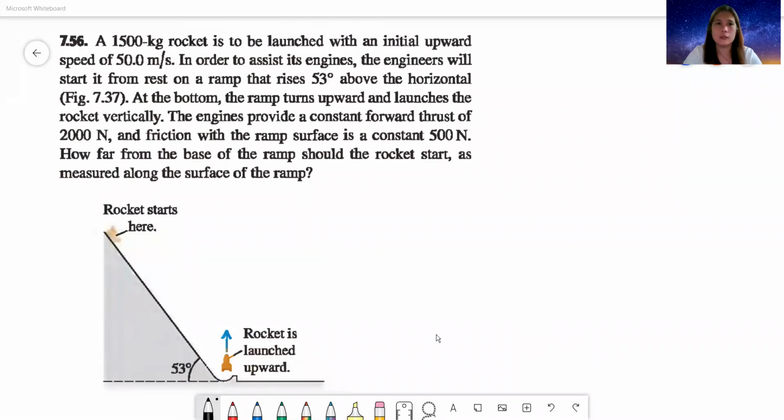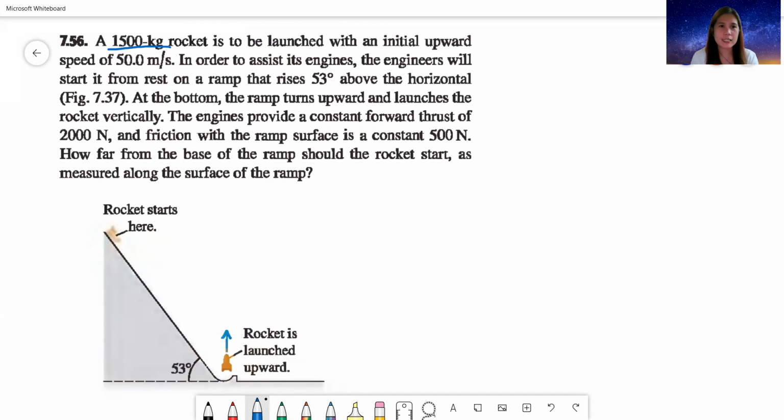So the problem goes like this. You have a rocket here that is about to be launched. But before, the launching is done by allowing the rocket to slide down a ramp. And the ramp is relatively steep, no? Because the angle is quite big. It's 53 degrees. Okay. The mass of the rocket is given as 1,500. Ayan, you have your mass there.